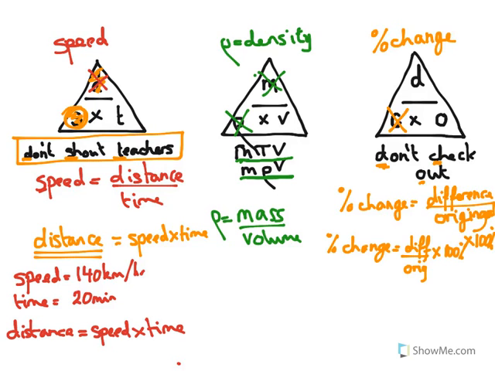Now we've got different units here, so there's no way we can use this data unless we change them so that all the units are the same. The most sensible thing to do here would be to change the minutes into hours. So how many hours is 20 minutes? Well, that would be 20 minutes divided by 60, which is 1/3 of an hour. So the distance travelled would be the speed, 140 kilometers per hour, multiplied by the time travelled, which would be times 1/3. So we get that the distance travelled will be 140 divided by 3.